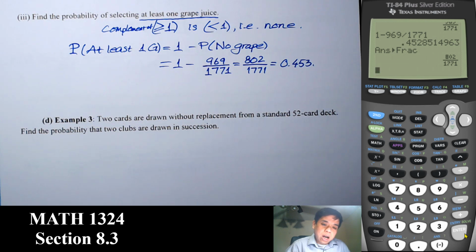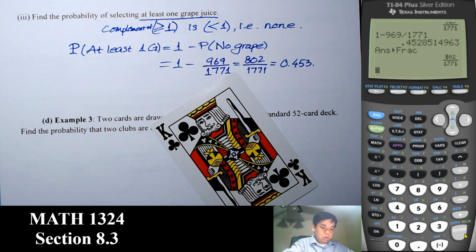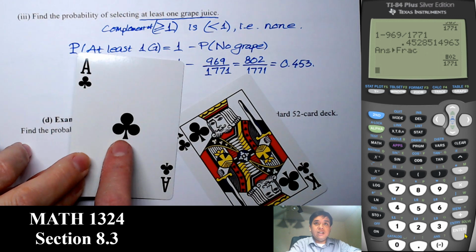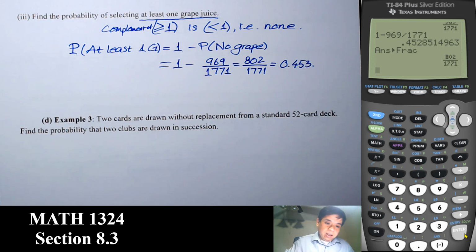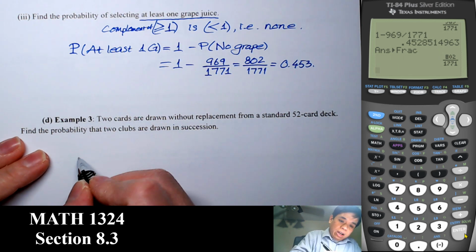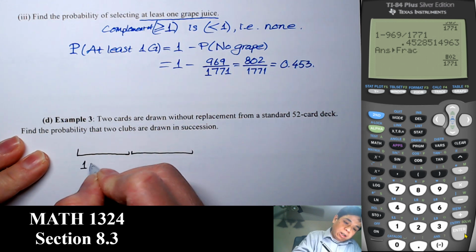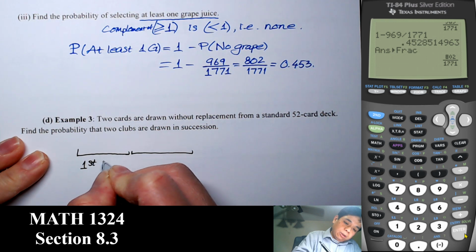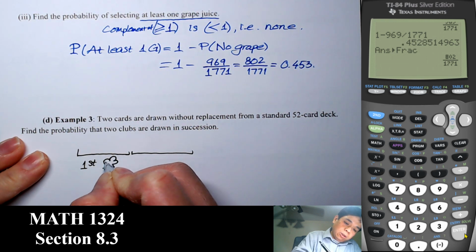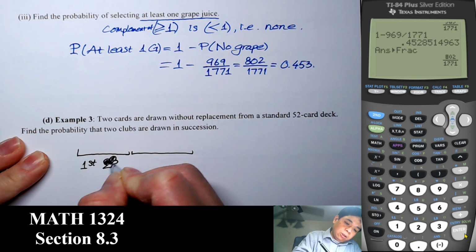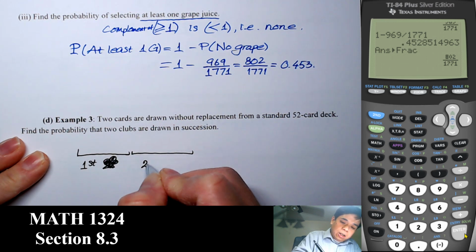Next we have 2 cards are drawn without replacement. So pick the card, keep it from a standard 52 card deck. Find the probability that 2 clubs are drawn in succession. Again, the club is like this or like this. So find the probability that we have the first one is club and the second one is also a club. So the first club and the second one is also a club.